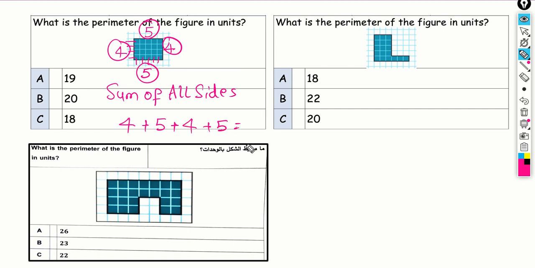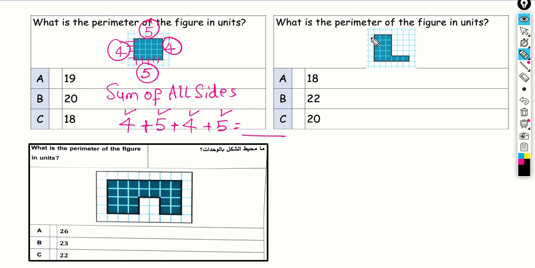Many of you make mistakes in this, so do not make that mistake. Add them carefully: 4 dirham plus 5 dirham plus 4 dirham plus 5 dirham. Do this carefully because many of you make this mistake. Now let's move on to the next question.